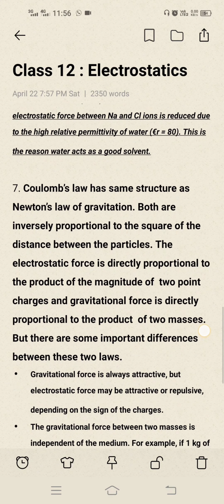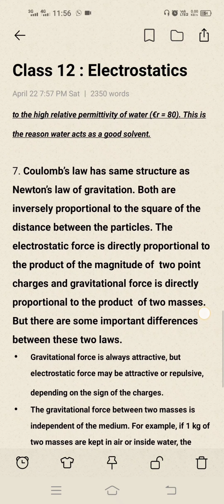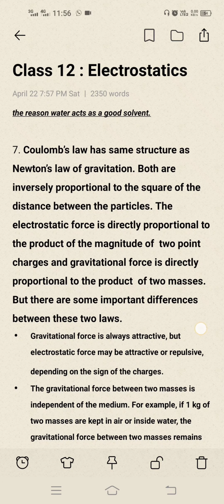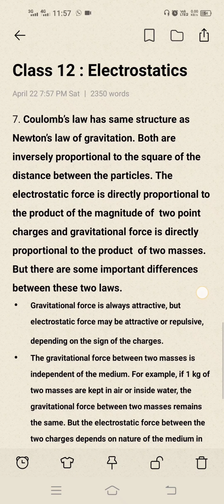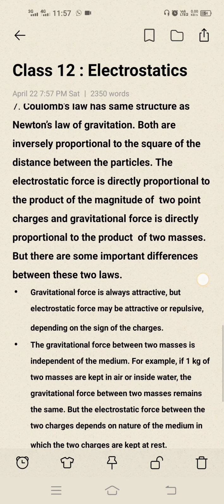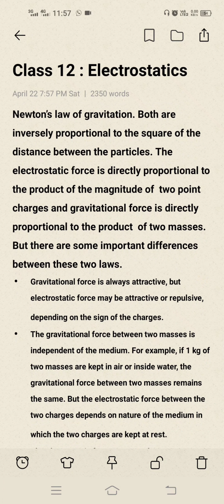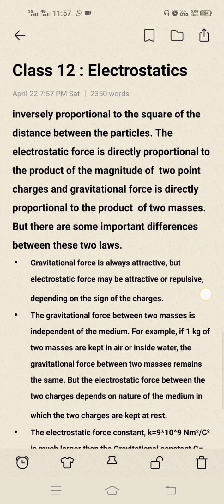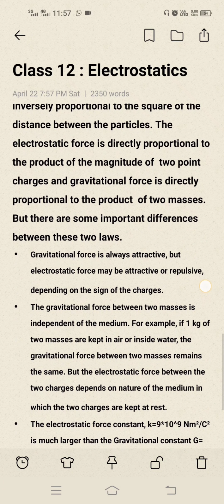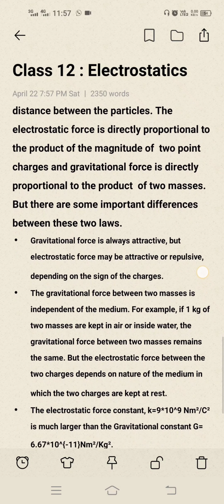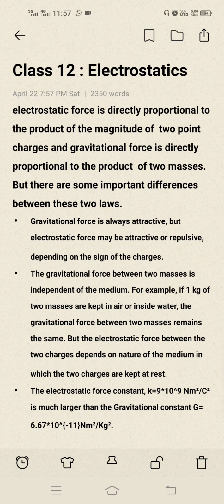The gravitational force between two masses is independent of medium. But the electrostatic force between two charges depends on the nature of the medium in which the two charges are kept at rest. The electrostatic force constant is much larger than the gravitational constant.